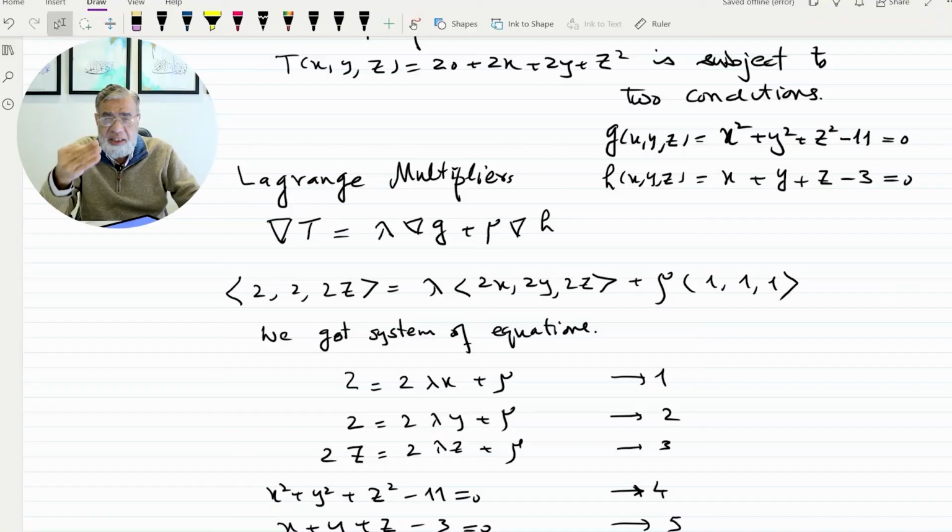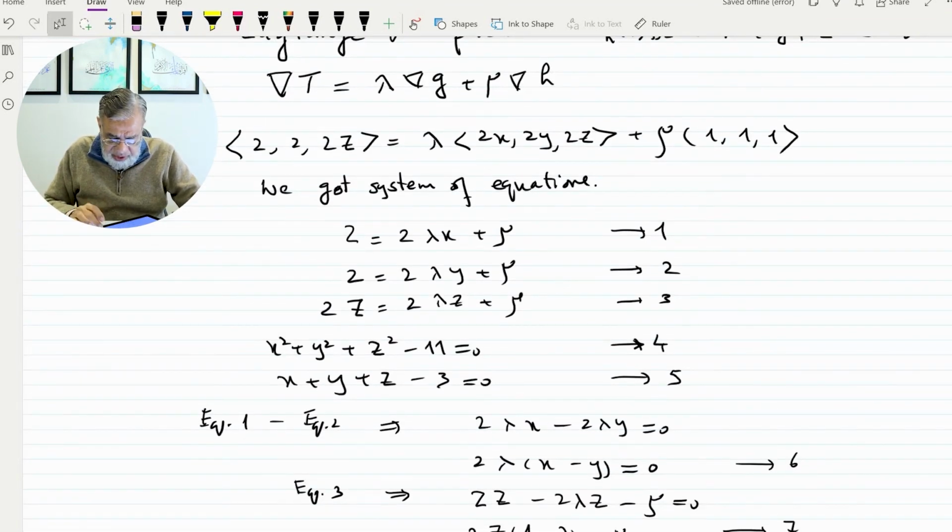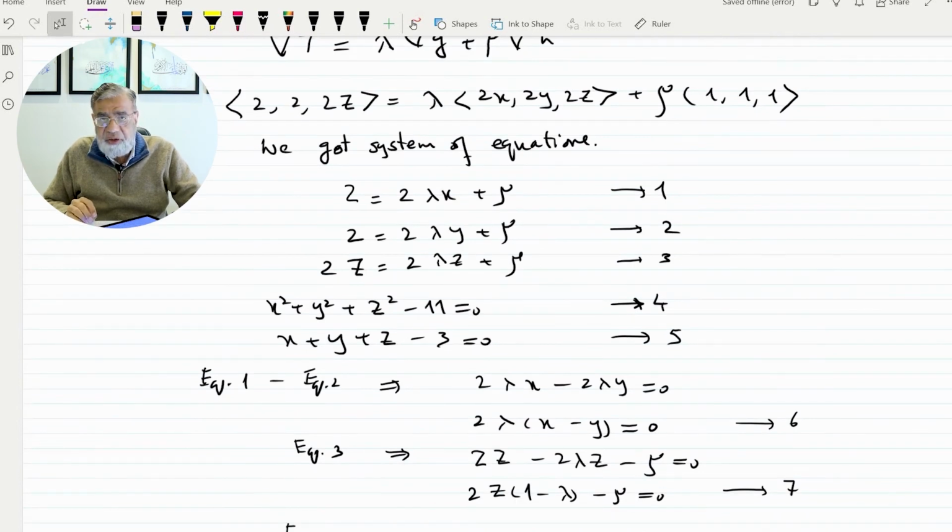So we get 5 equations. We want to solve these 5 equations, and then we can find the values of lambda, mu, x, y, and z. We neglect the values of lambda and mu and take the values of x, y, and z. That gives me the extreme points. From equations 1 and 2, we subtract and get 2 lambda into x minus y equal to 0.